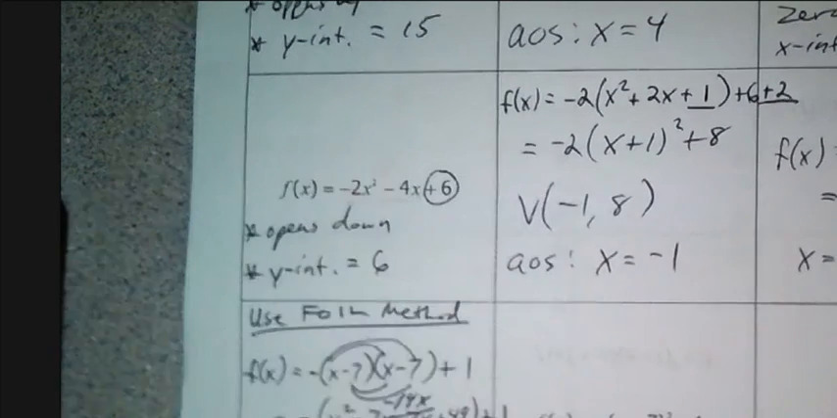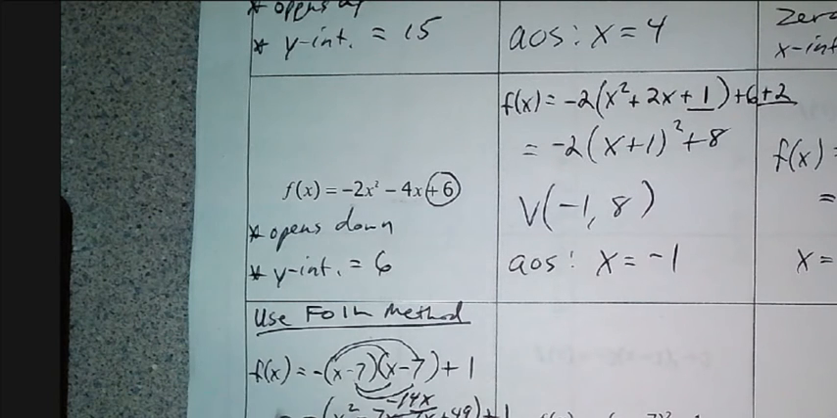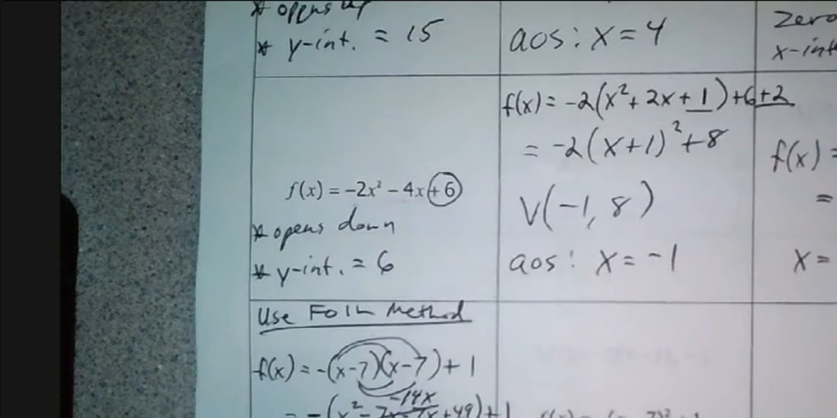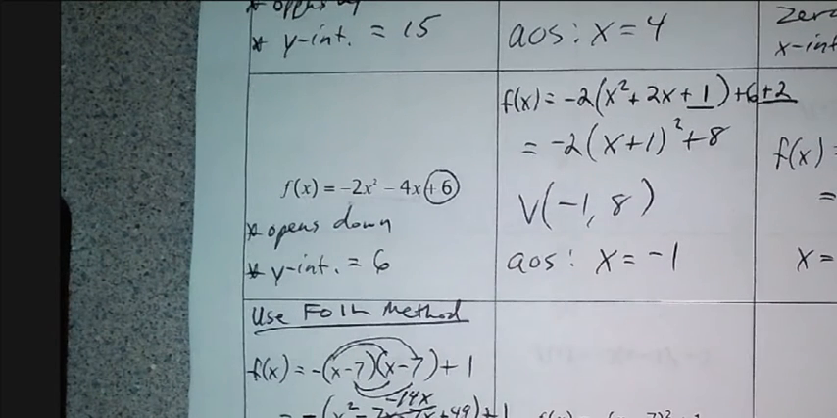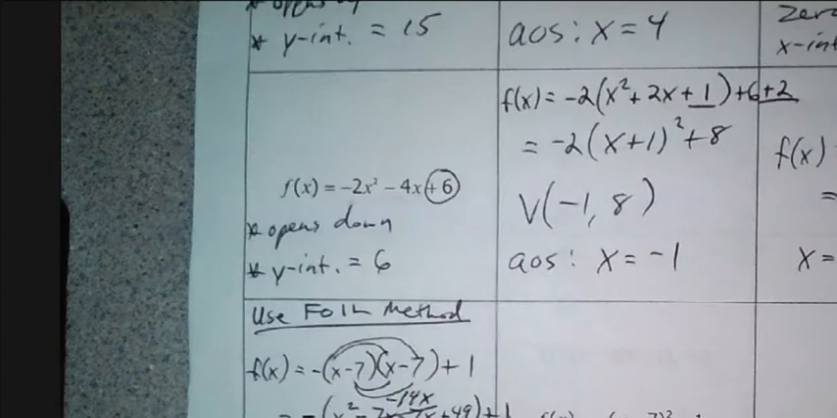Okay, since there's a minus on the outside, that minus gets distributed onto each term on the inside. So it's going to become negative x squared plus 14x minus 49, and now I can add in that plus 1.